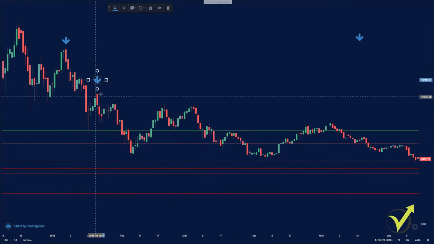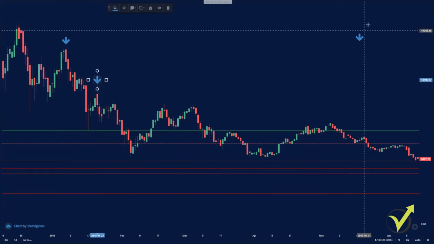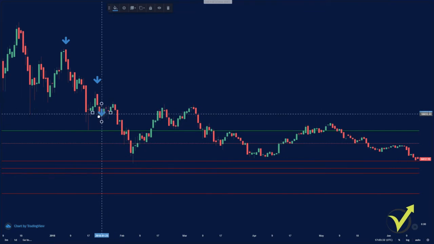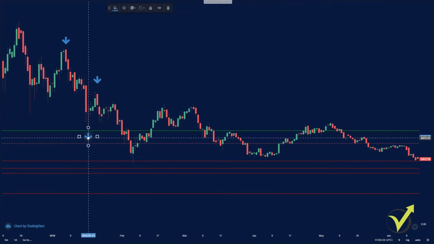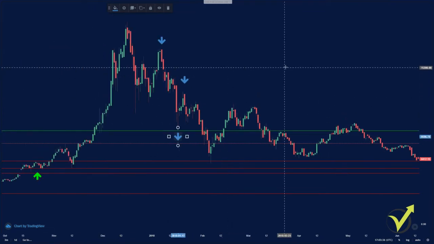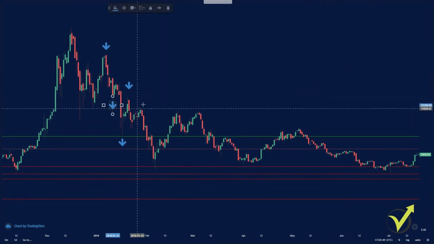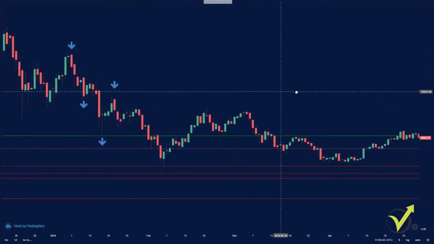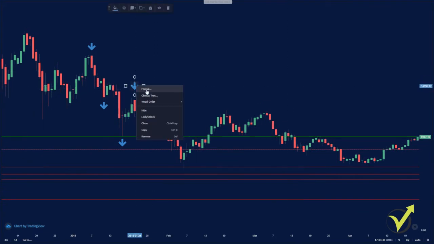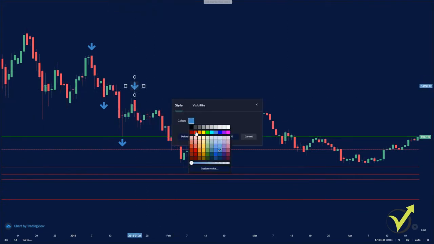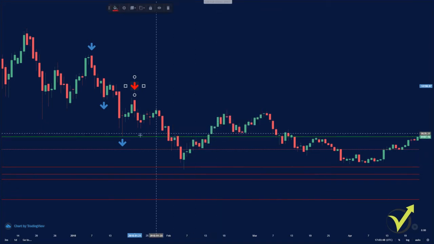So right here we have a lower high than this one, we have a lower low right here than this one. Where is my fourth arrow? It's right over here. Okay, right here. Now let me make those green so it will be more visual that we're talking about the downtrend.